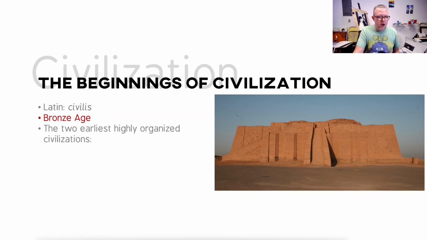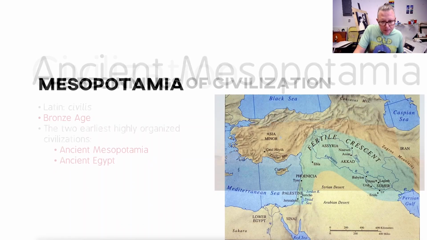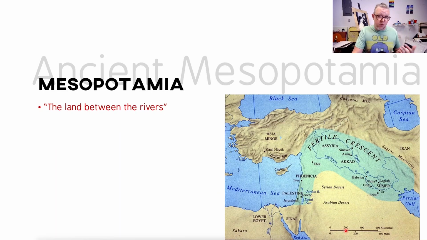And we are going to talk about the two earliest highly organized civilizations, ancient Mesopotamia and ancient Egypt. That's what we'll dive into. It's ancient Mesopotamia. Mesopotamia is a term that literally translates to the land between the rivers. And the two rivers in question are the Tigris and the Euphrates. You can see them here and here.